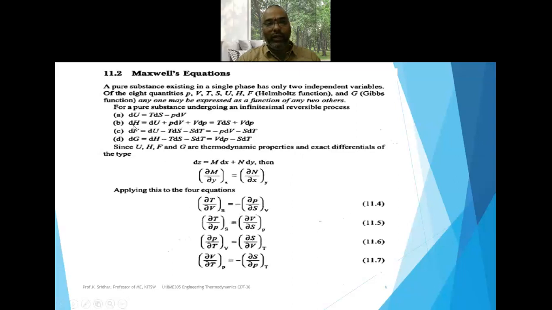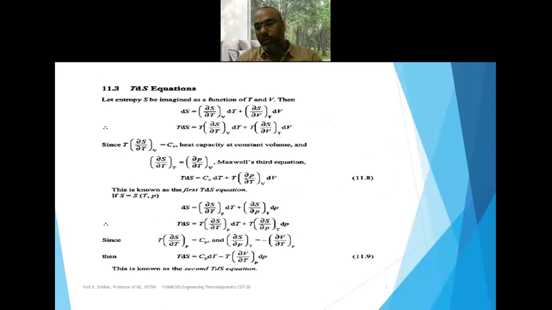Similarly, you equate the B equation with the dz equation, you will get 11.5, and the C equation with the dz equation you will get 11.6, and the D equation with the dz equation you will get 11.7. So these are known as the Maxwell equations. These four are important Maxwell relations. From these four important Maxwell relationships, we are able to derive the TdS equations.